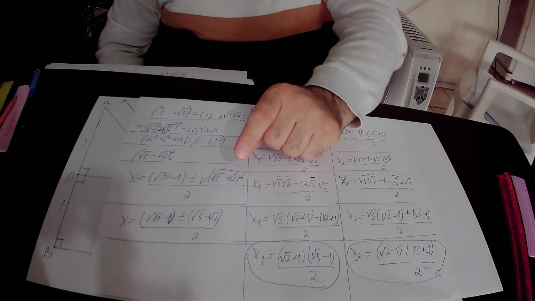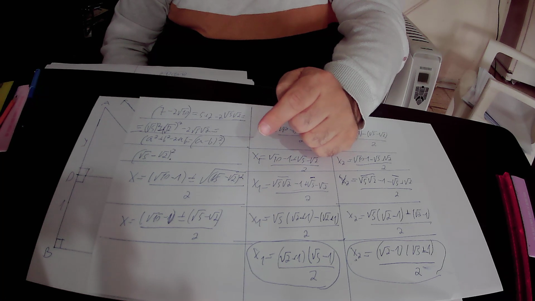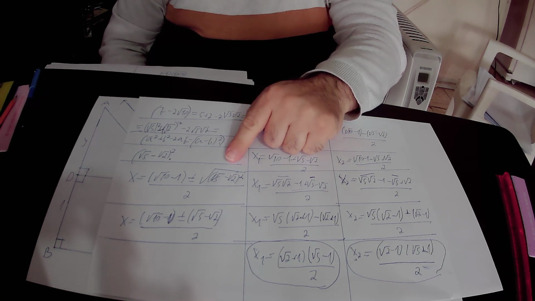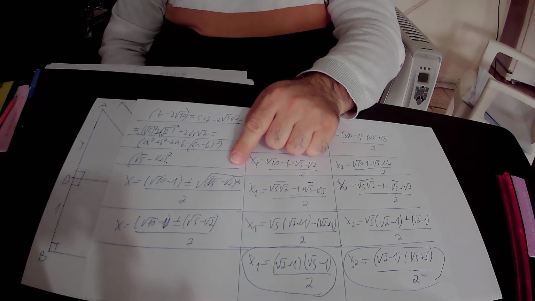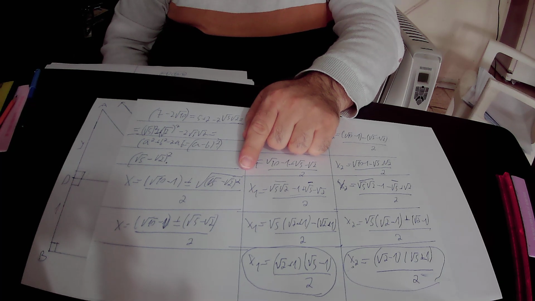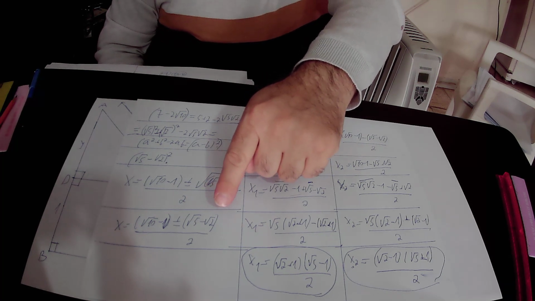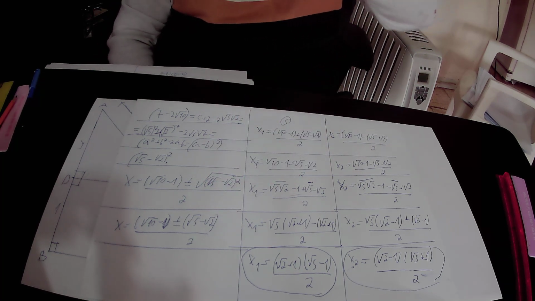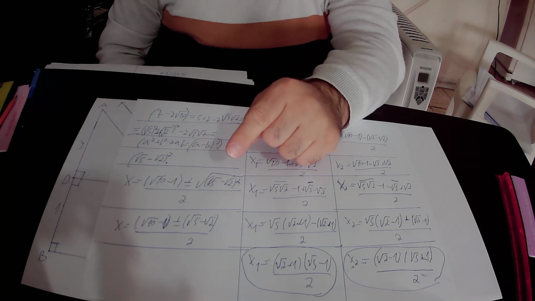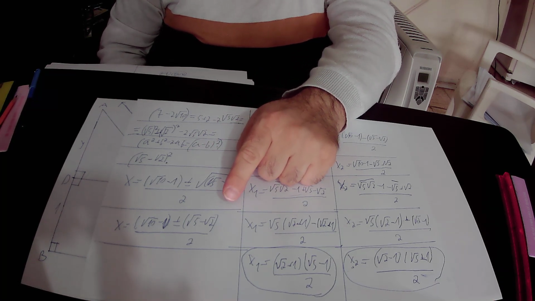So here x equals square root of 10 minus 1 plus minus. Here we have inside the root (square root of 5 minus square root of 2) squared. The root cancels the square, and we are left only with square root of 5 minus square root of 2. So in conclusion, we got that x equals square root of 10 minus 1 plus minus (square root of 5 minus square root of 2), over 2.